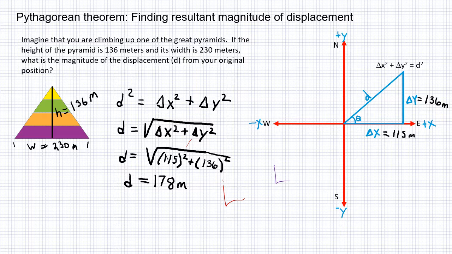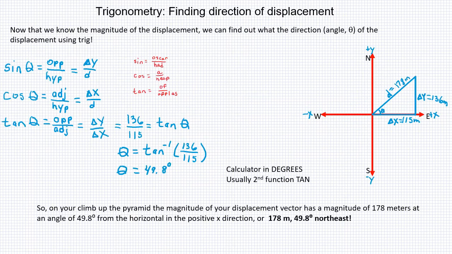Now, it doesn't tell us anything about this angle. So now we want to know what the direction is. How do we deal with the direction? We've got to use something a little different. We've got to use trigonometry. It's very simple trigonometry, we're not getting too fancy with this. We know the magnitude is 178 meters, and we can find out the direction. We need this angle. From the picture, we know we're going kind of north and east, so we're going in the northeast direction, but we don't know what angle we're going up.